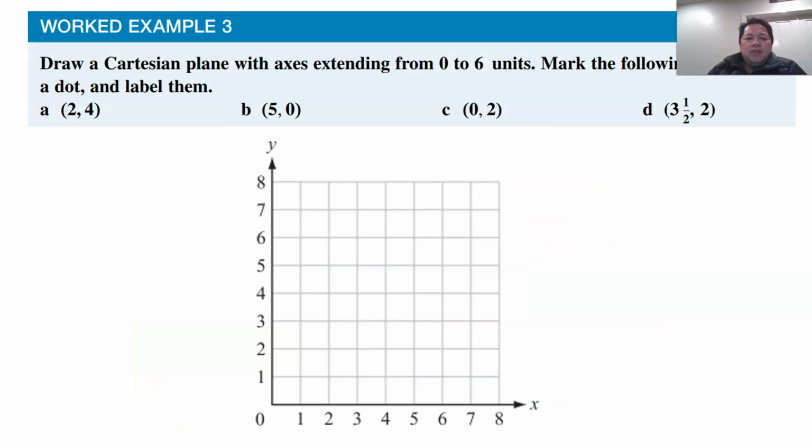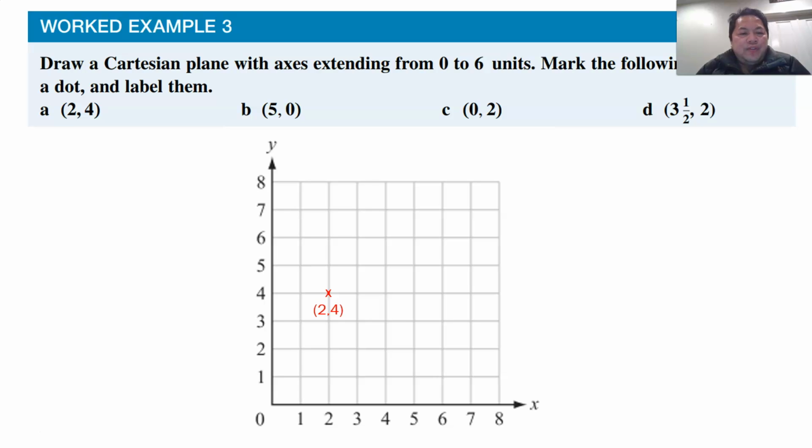So moving on. We are supposed to locate points on the Cartesian plane. I'm going to do one first, and then for the rest of them you can pause the video and try to locate the rest of the points. So (2, 4) is actually here. 2 and 4. So the point is actually here.